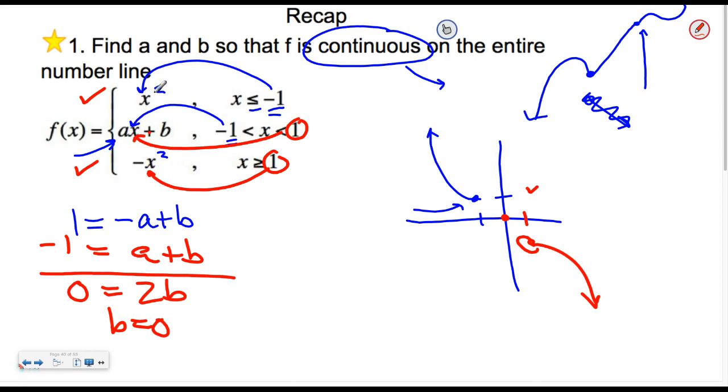Go ahead and answer me. How do I find it? Yeah, plug the 0 in for b. Thank you. Go in either equation. I can go plug it in right here. A would have to equal -1.